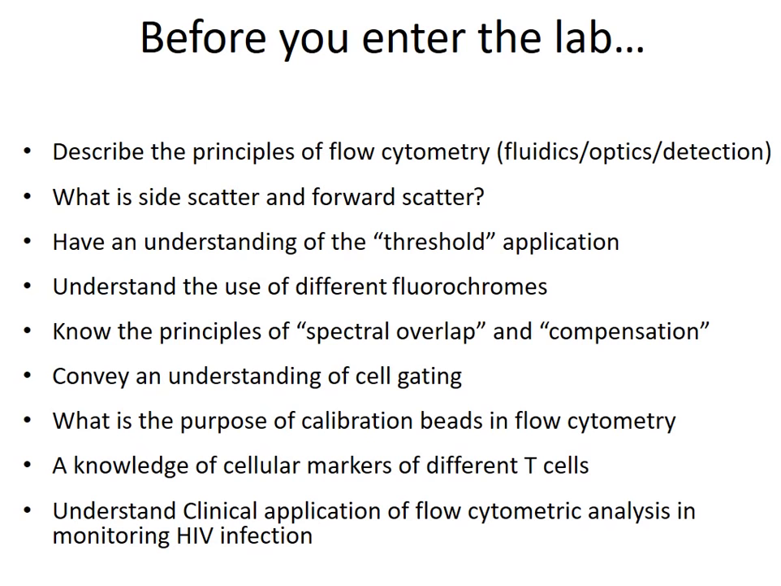I will expect you to be able to explain what threshold is, and also be able to tell me why you use different fluorochromes in flow cytometric analysis. You should know the principles of spectral overlap and compensation. And you should also know what is meant by cell gating. Okay, so the next thing you'll need to know is why do we use calibration beads in flow cytometry? And you should have some knowledge of what cellular markers distinguish different T cell subsets.